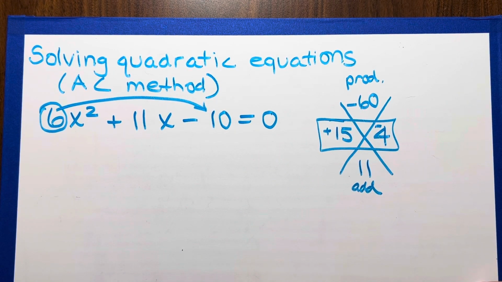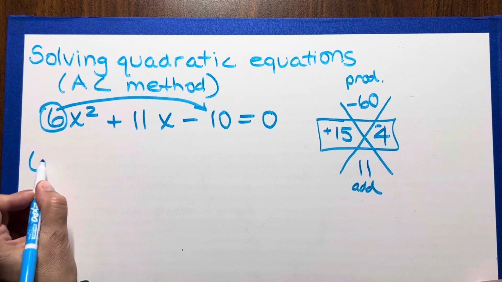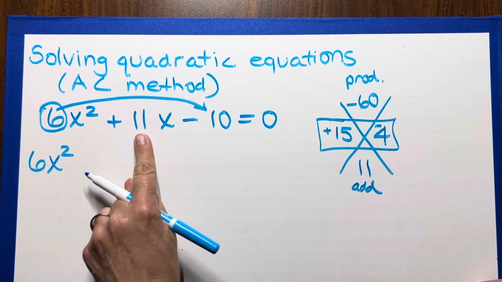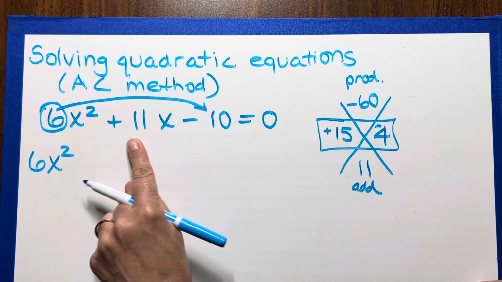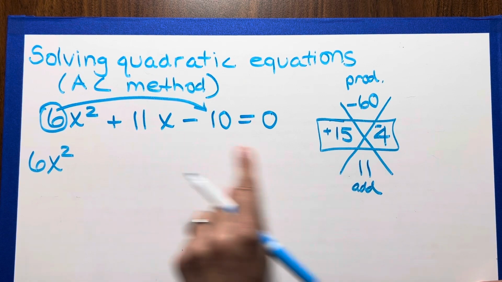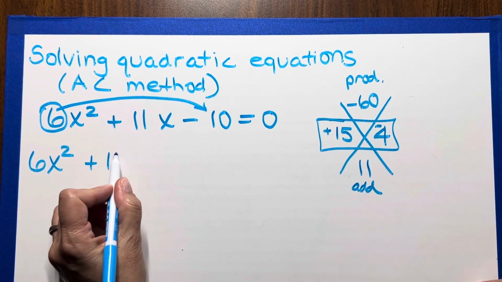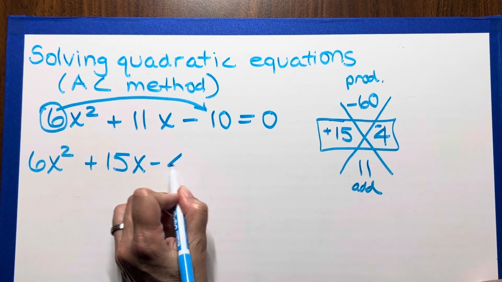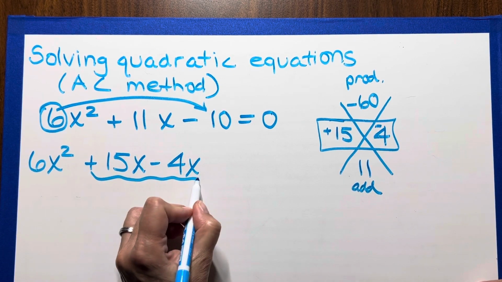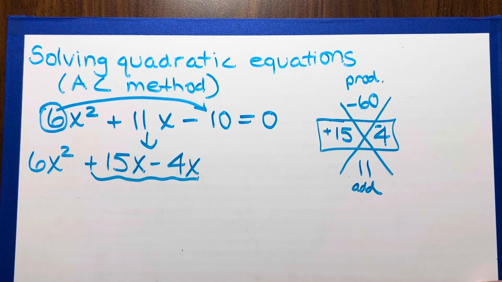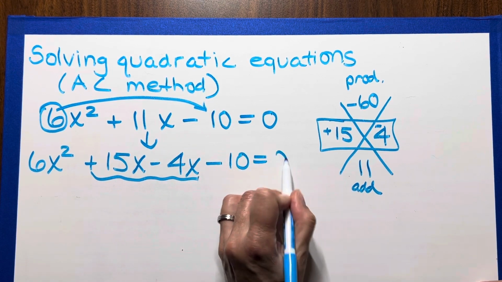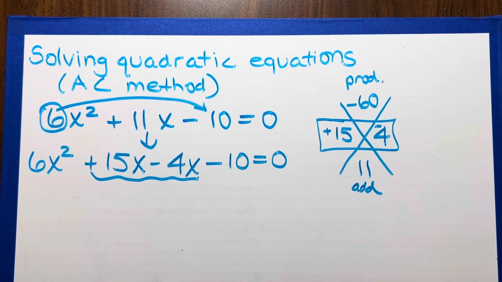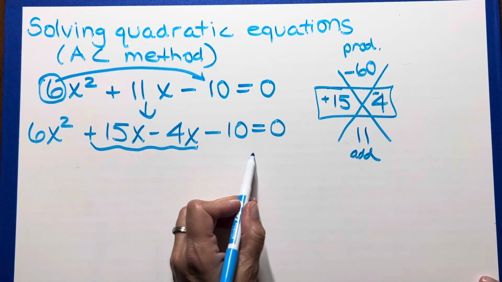So when I go back and put these into my original problem, I'm going to keep my 6x squared. And now what we're doing, and this is the critical part, is instead of writing 11x, I'm going to change that into these two terms. So a plus 15x and a minus 4x. So just these two terms have come from the 11x. I've just rewritten it a different way that's going to make it easier to solve. I keep my minus 10 and my equals 0. So now I've got 4 terms here.